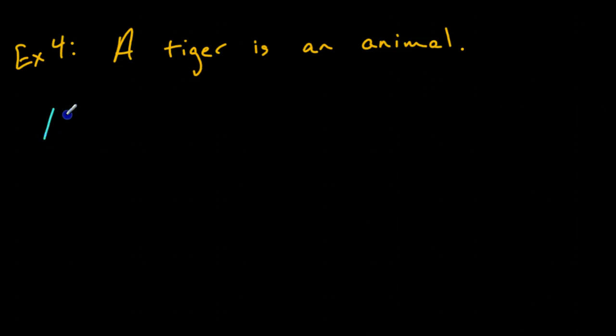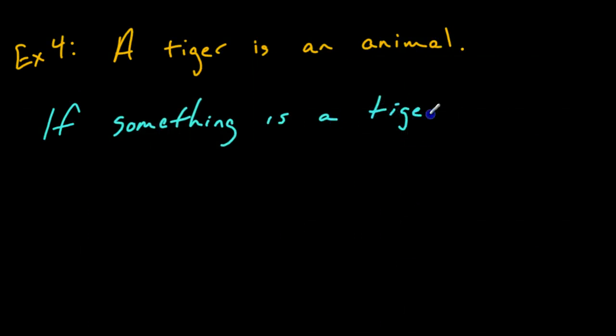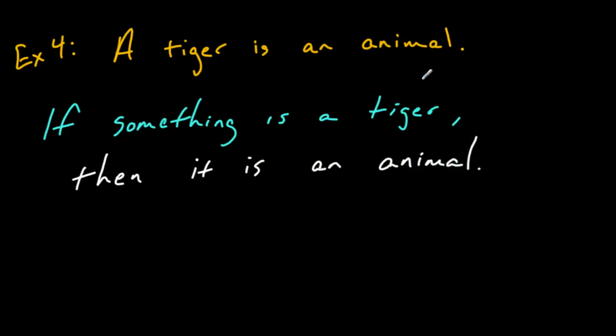A tiger is an animal. Well, if-then, right? Let's change this. If something is a tiger. Some of these are kind of hard to do too, so you've got to think a little outside the box, right? If something is a tiger, then it is an animal. It's pretty basic. Anything that is a tiger is definitely an animal.